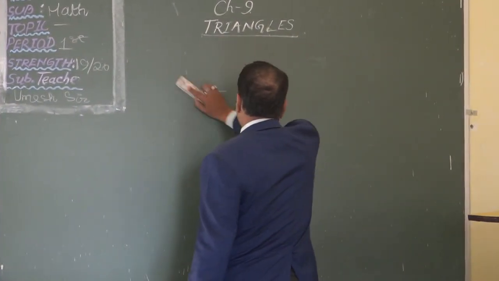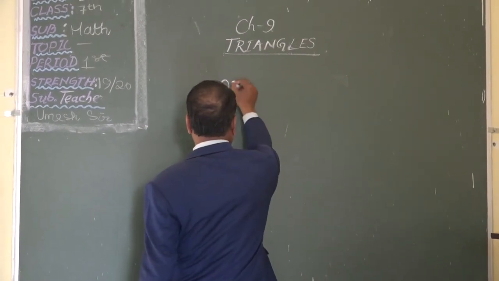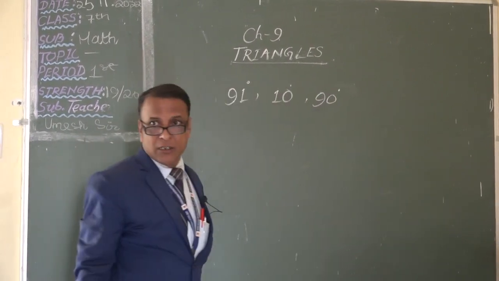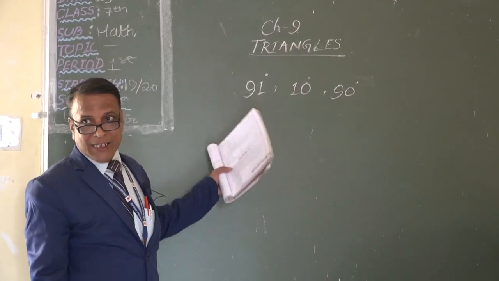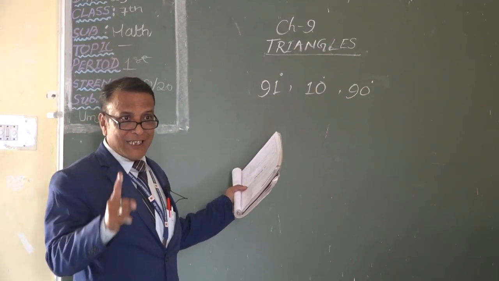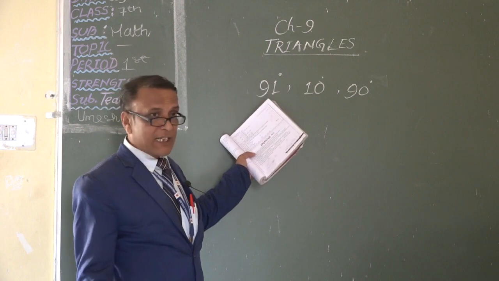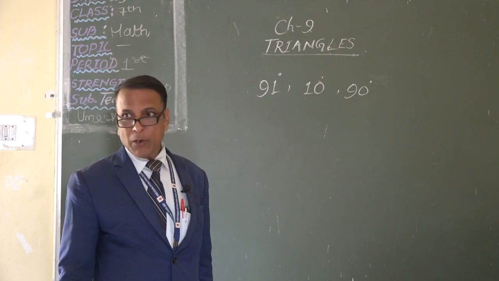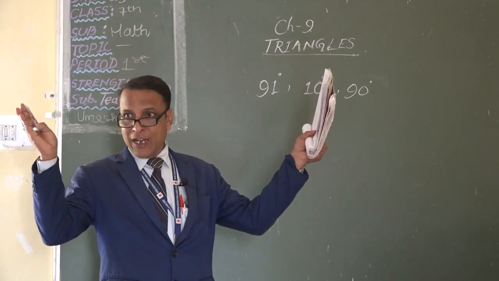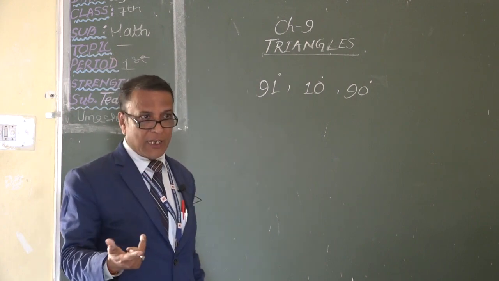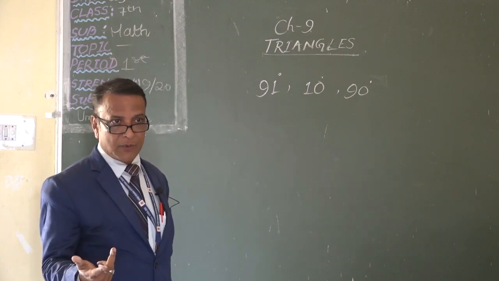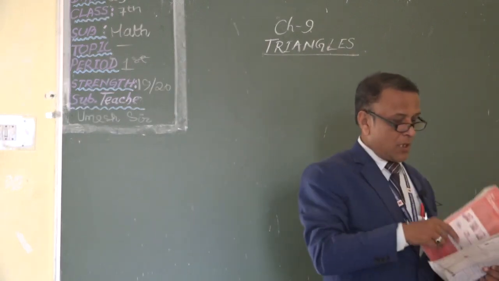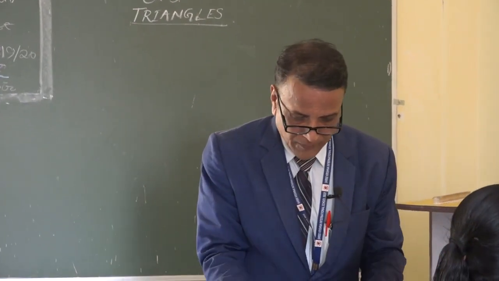Now, can I make a triangle with 91 degree, 10 degree, and 90 degree? Can I draw a triangle by taking these angles? No. Because in a triangle, maximum 1 right angle will be there. 2 right angles are not possible for a triangle. If 2 obtuse angles are there, then they will not join anywhere and they will not make a closed figure. That is a triangle. So these were all about the triangle chapter.